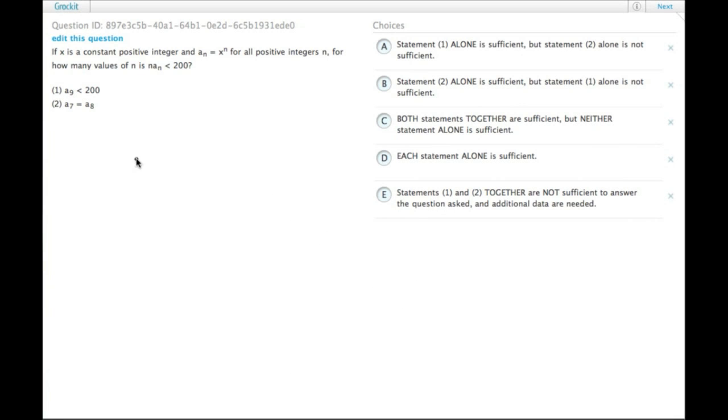Okay, so x is a constant positive integer and a sub n equals x to the n. And we need to solve, so the question is: is n times a sub n less than 200? And a sub n is the same thing as x to the n power, so is n times x to that same power less than 200? Let's see what the statements give us, and we can go from there.